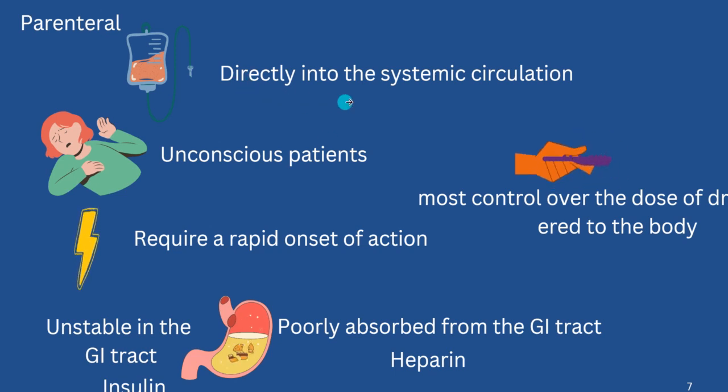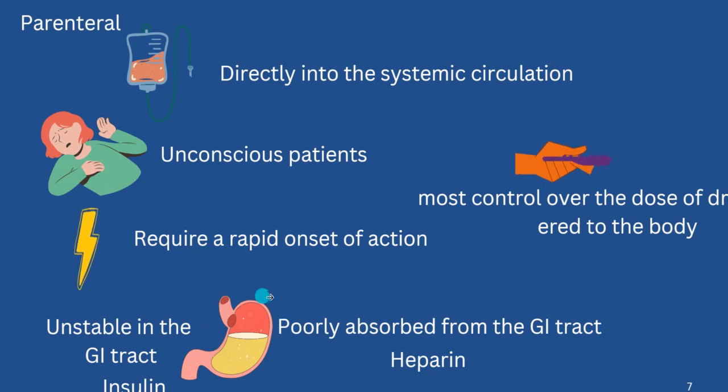Another best advantage is that any parenteral route directly enters the systemic circulation and the control is with us. The doctor who is injecting the drug can easily titrate the dose, whether you want to increase or decrease the dosage, and you can control the rate of infusion also, and there is also a very rapid onset of action.